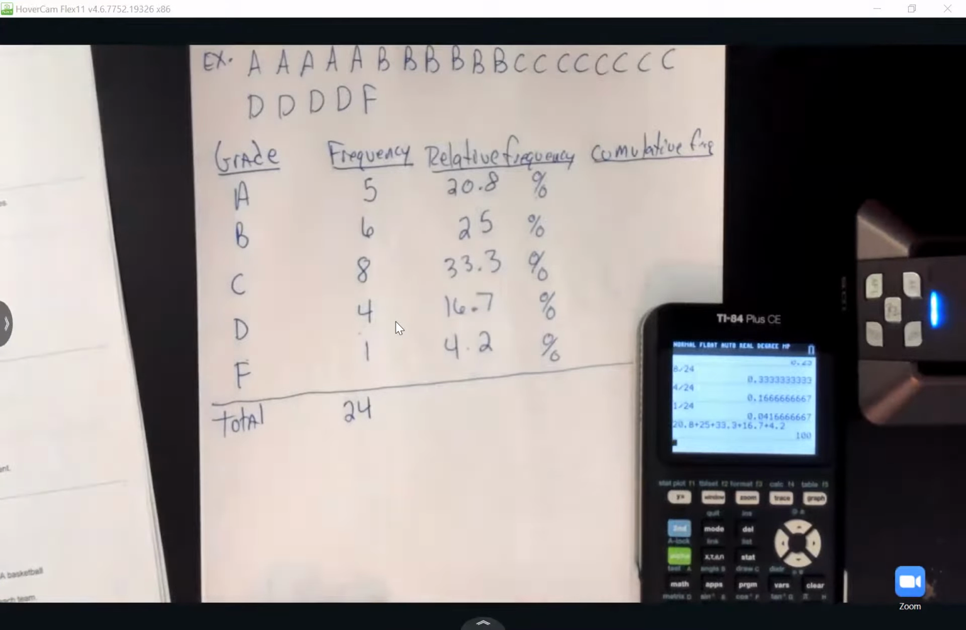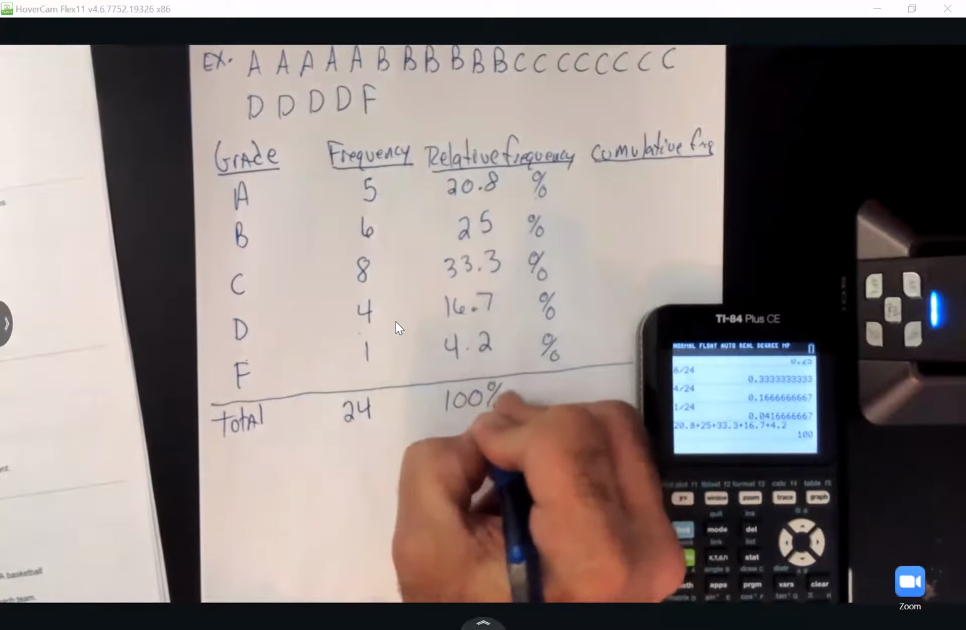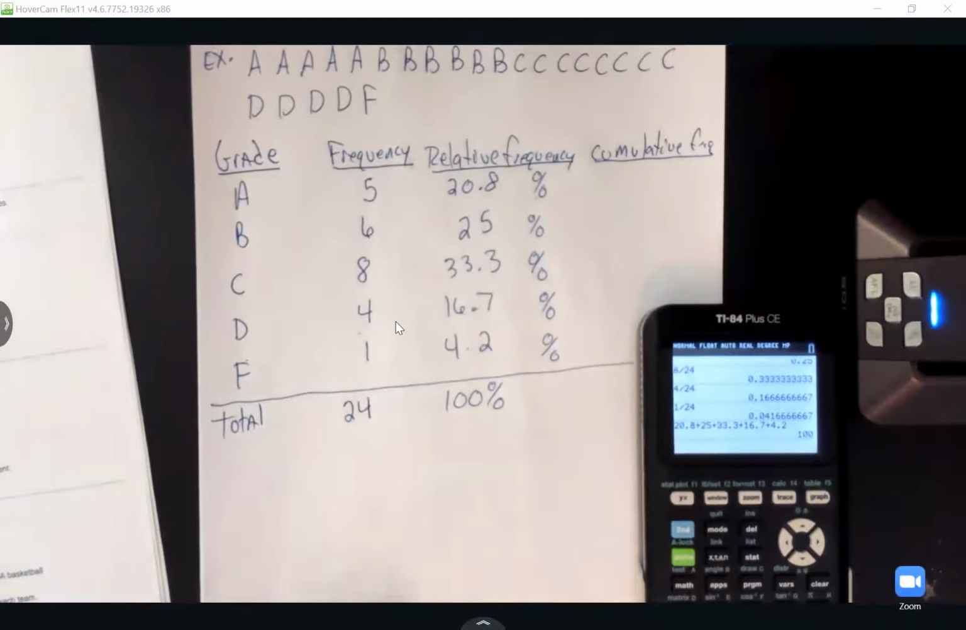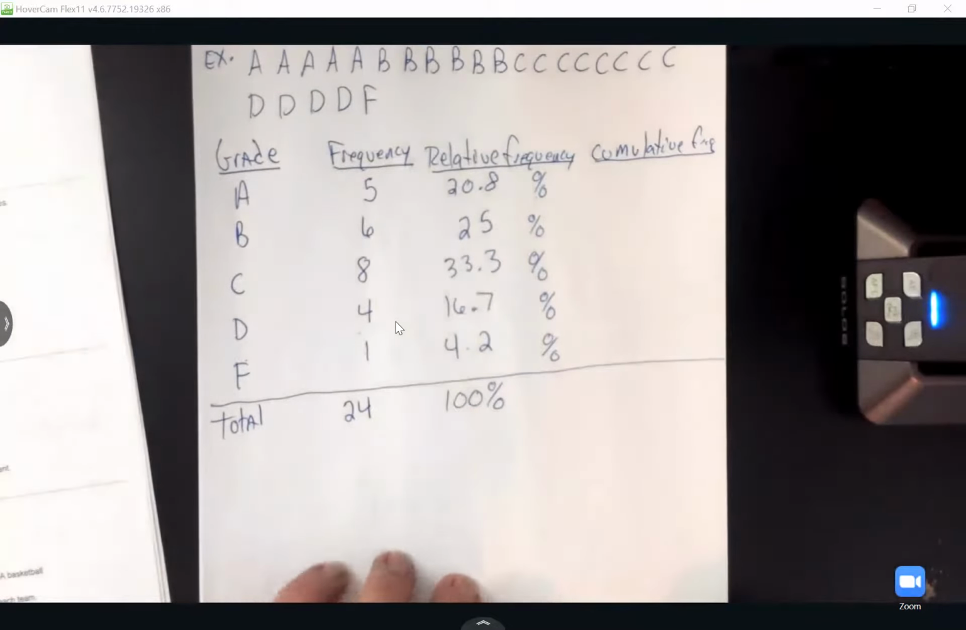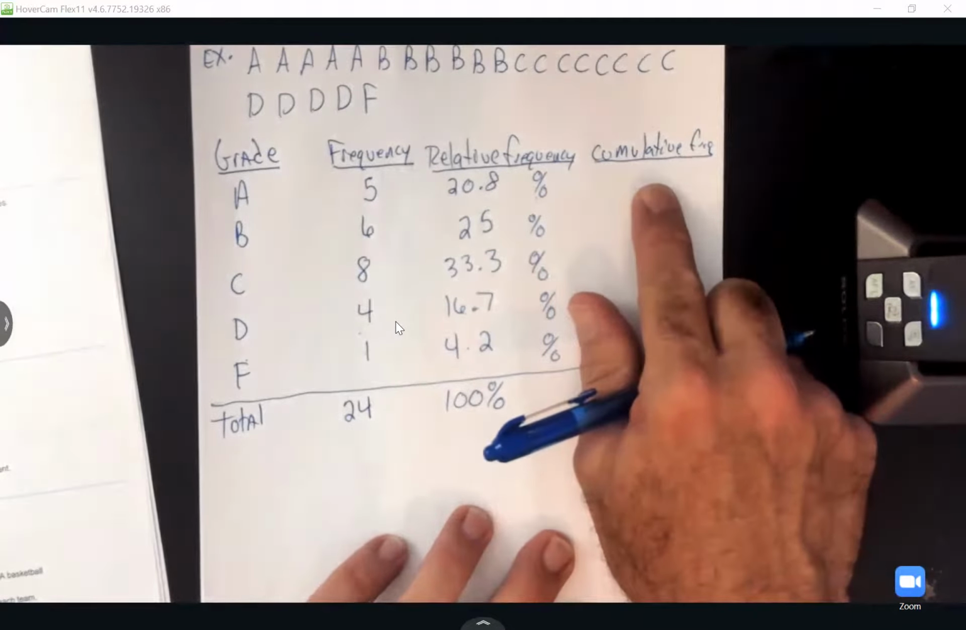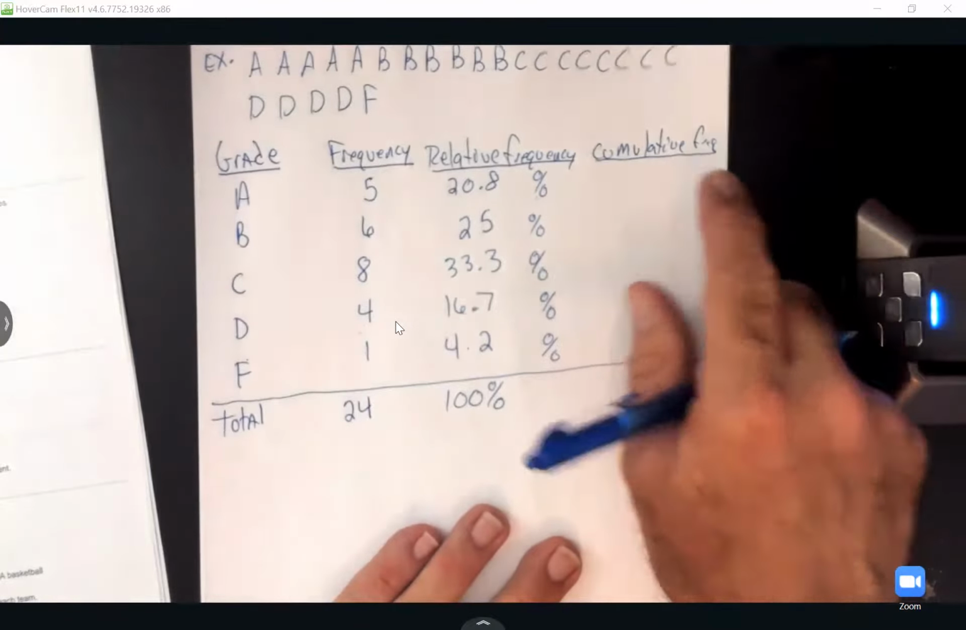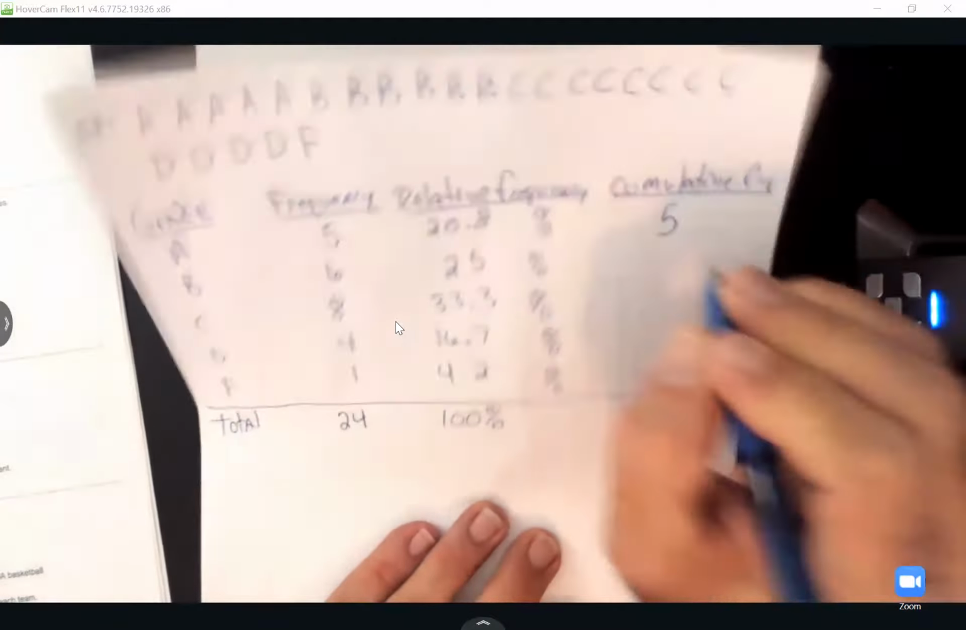And bam, there we got 100%. So now we're going to do the cumulative frequencies. So hopefully y'all got that part down. So the first cumulative frequency is the frequency of this category, which would be my 5.